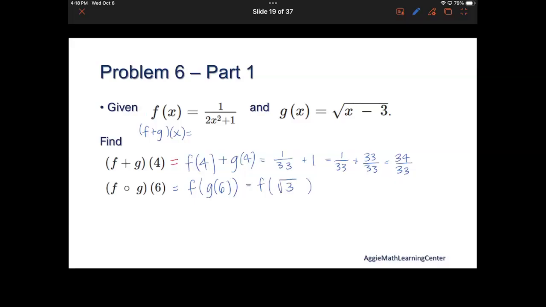So now I've got to evaluate that. I'm going to write it out. What is f at the square root of 3? 2 times the square root of 3 squared plus 1. Okay, beautiful. I feel like we're probably pretty comfortable with that. The square roots cancel. And if we're not, we can go find help. 2 times 3 plus 1. Okay, perfect. So we've got 7.